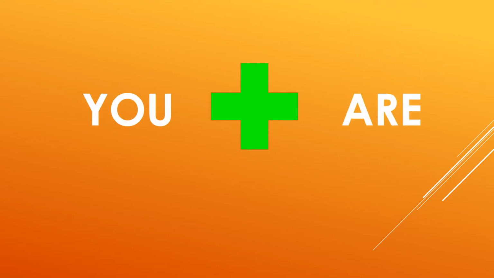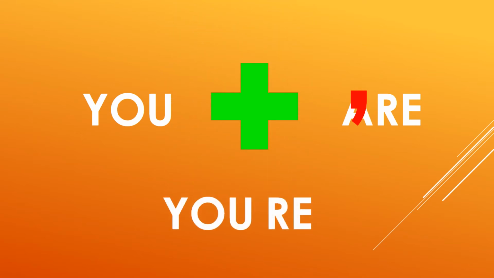And then we have the contraction, you are. Now the apostrophe should be a dead giveaway here. It's taking the place of that A. So that the contraction, you're, has the apostrophe in it. If you mean you are, you need to have the apostrophe because it's representing 2 words.